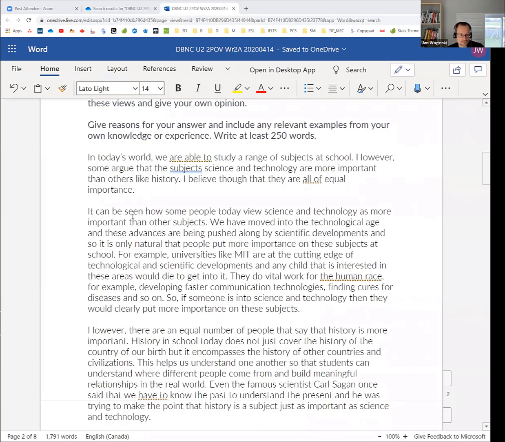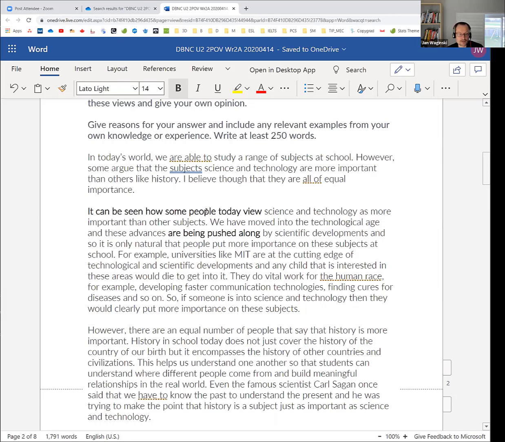Notice the language. First of all, you've got your passive phrase here. It can be seen. So remember, you need to use passive voice if you're aiming for band 7. They are looking for this. Here's another example of passive voice.